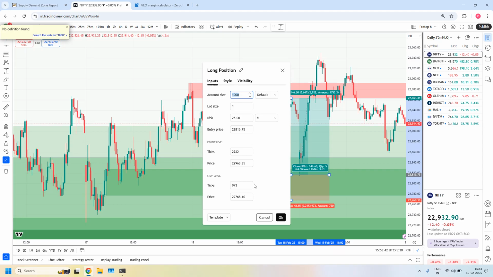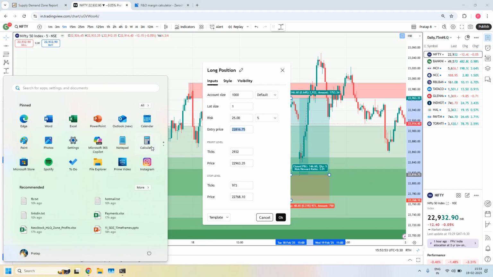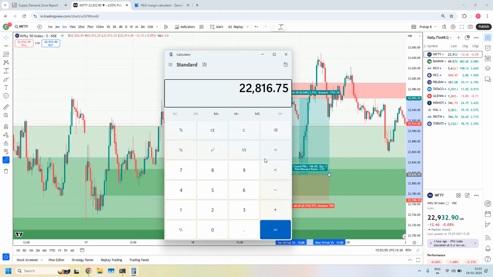Entry value should be subtracted with stop buffer value. So what is the entry value? 22,816.75. So let me open the calculator and show you the calculations.